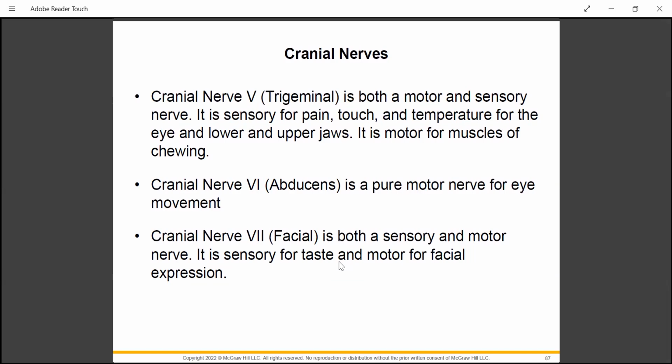Cranial nerve 6 is the abducens. This is another one that's purely motor for our eye movements. The facial nerve is the nerve that supplies a lot of sensation throughout the face, as well as the motor innervation for a majority of our facial muscles for facial expression.